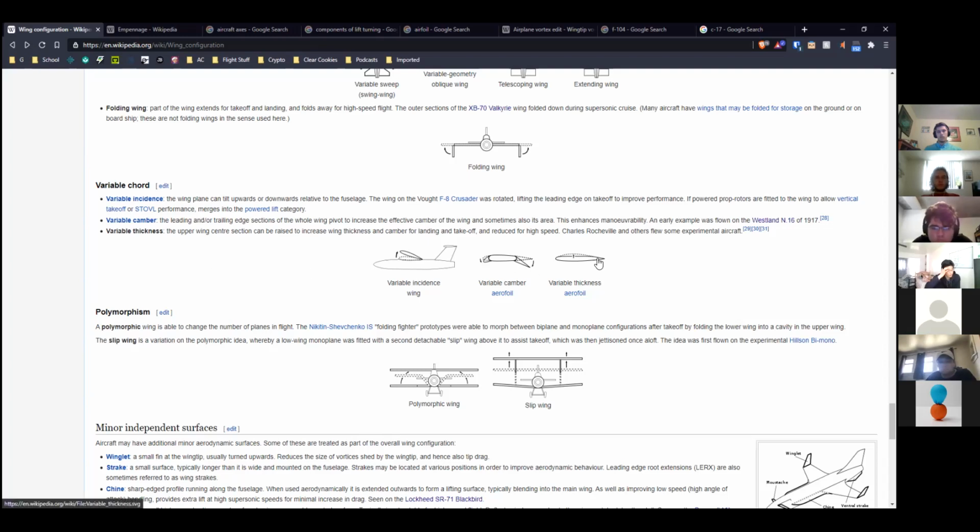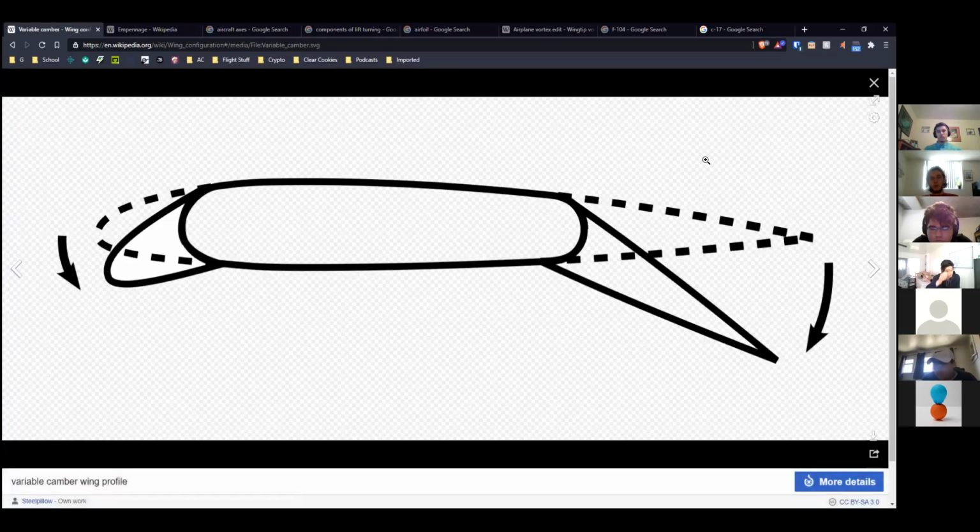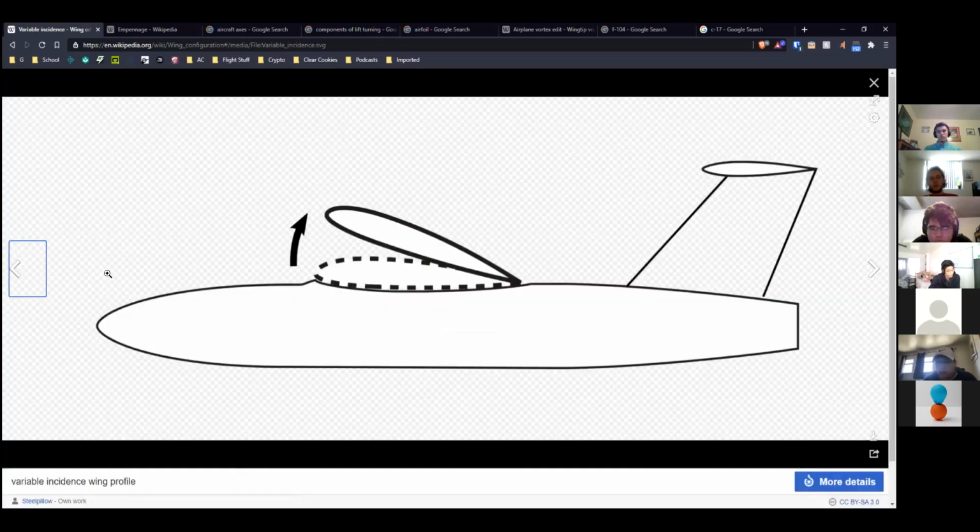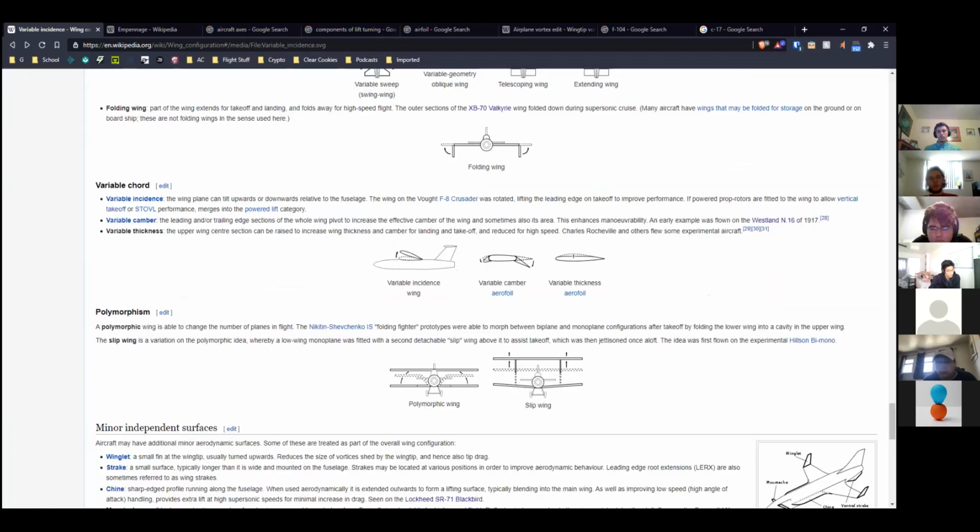So I'm guessing you only do a variable incidence wing if you need the difference in lift to be so extreme that you can't get it with variable camber? Pretty much, yeah. There are not that many examples of variable incidence that I know of. We can just quickly check.